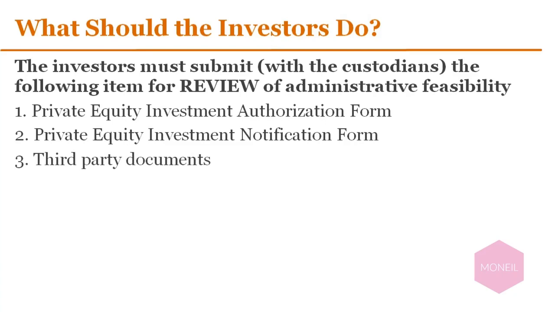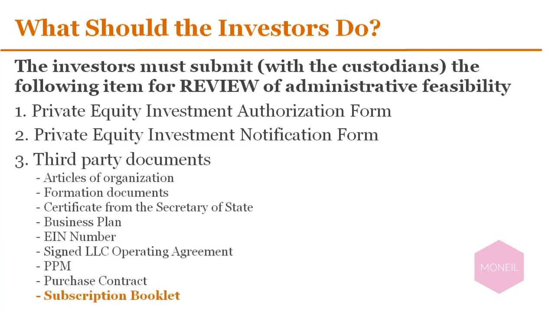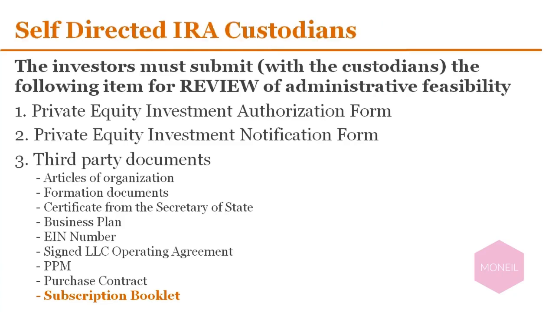That is the most important part of the whole equation, because of the formation documents, which we have to provide: the articles of organization, the formation documents, the certificate from the Secretary of State, the business plan, the memo when we have the LLC formed, the EIN number, the signed LLC operating agreement, the private placement memorandum, the offering memorandum, and the signed purchase contract. The account owner has to read and approve that purchase contract. Then the subscription agreement booklet, which is a very, very strong part of the whole investment.